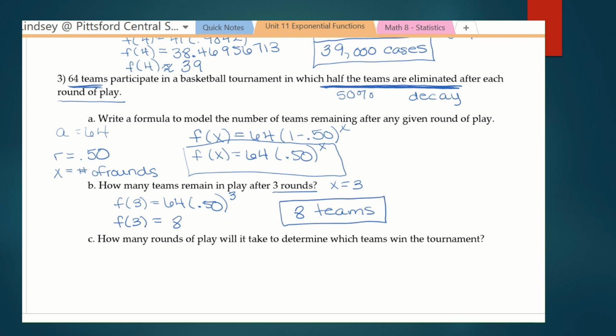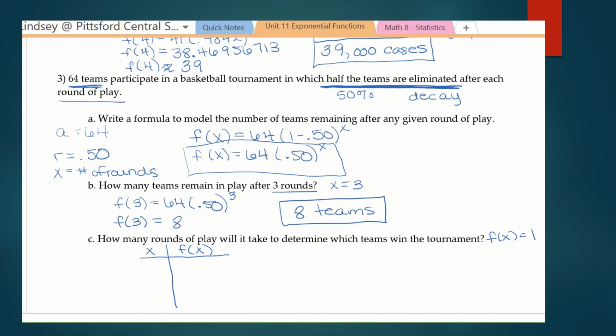All right. So how many rounds of play will it take to determine which team wins the tournament? Now, we could make a table ourselves. We can actually use our calculator to do the same thing. So if I were to make a table, let's see if we can do this on our own here. Remember, to win the tournament, we need to get down to one team. We need an f of x value of 1. Okay, so we need f of x to equal 1.